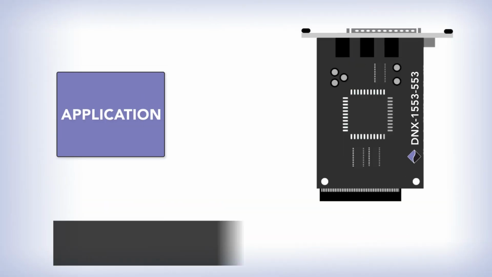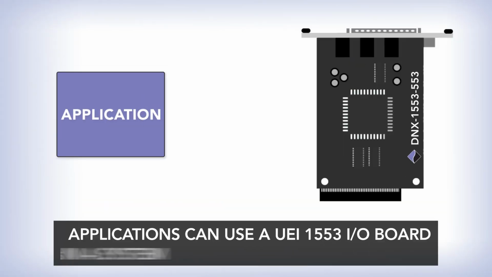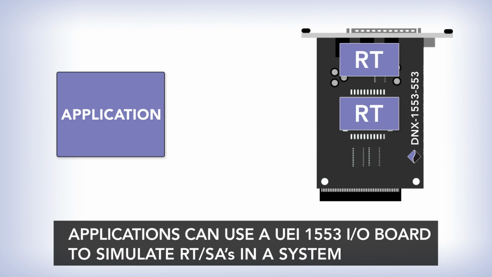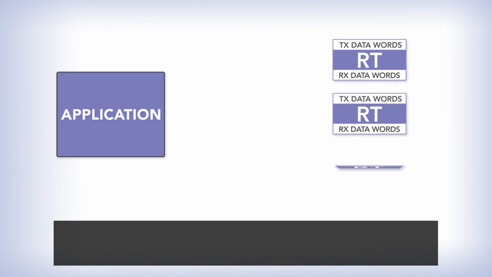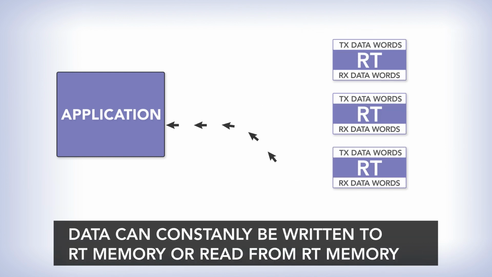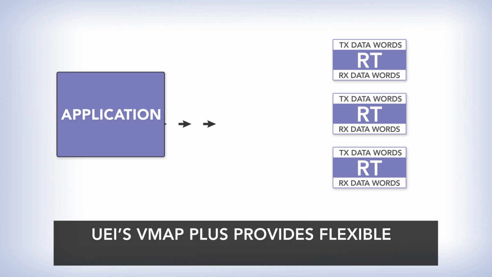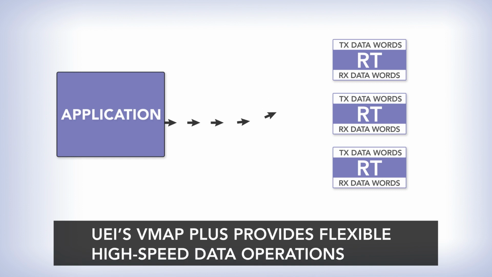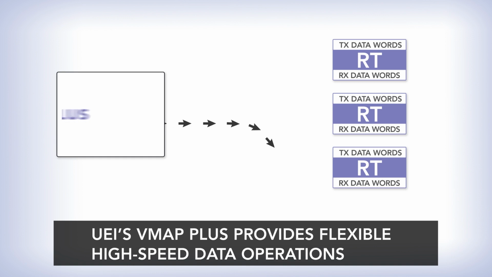Many applications use UEI's 1553 I/O board to simulate some or all of the RTSAs in the system. This means the data may need to be written to and/or read from RTSA memory on a constant basis. For flexible, high-speed operations on RTSAs, UEI provides a streamlined technology called VMAP+.